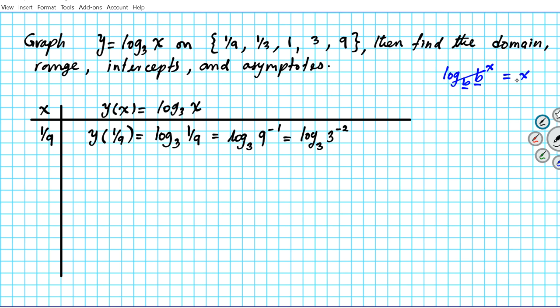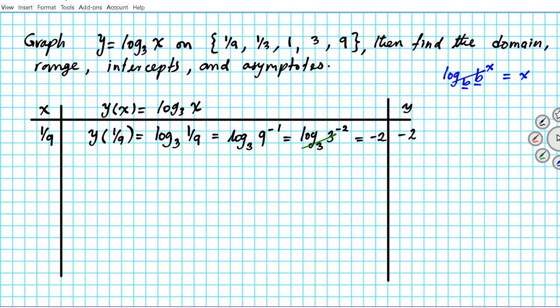So now we can use the inverse property of logarithms that we have highlighted here to simplify this. The log base 3 and 3 to the negative 2, the bases are identical, so these two cancel each other out. And you have negative 2 as your output value when x is your input. Okay, so y is going to be negative 2.